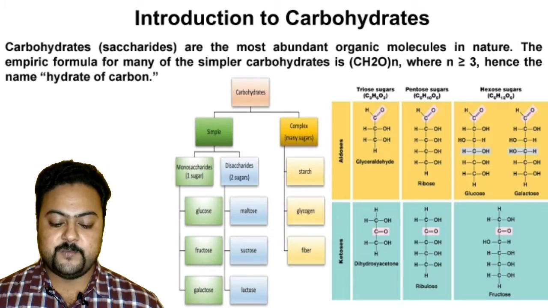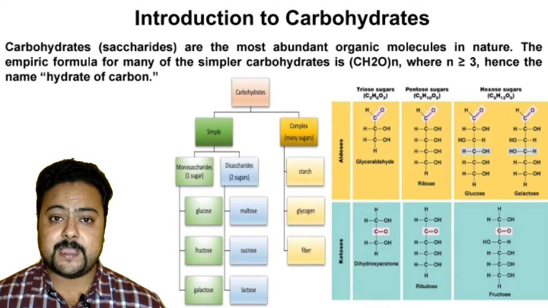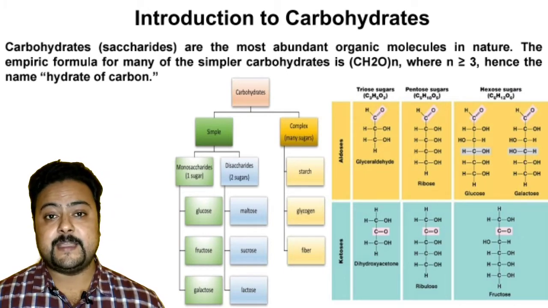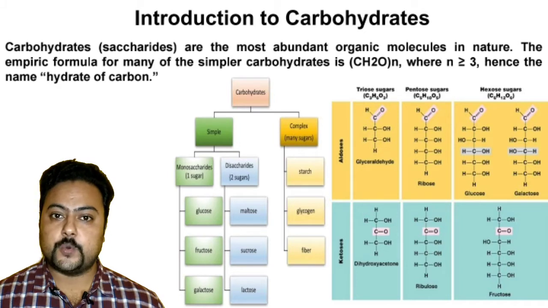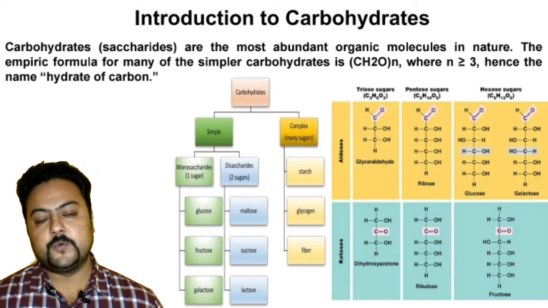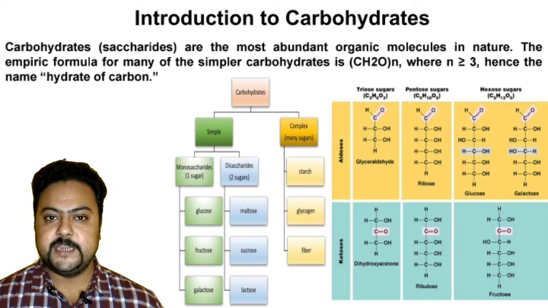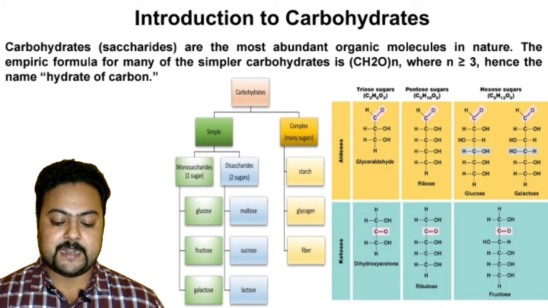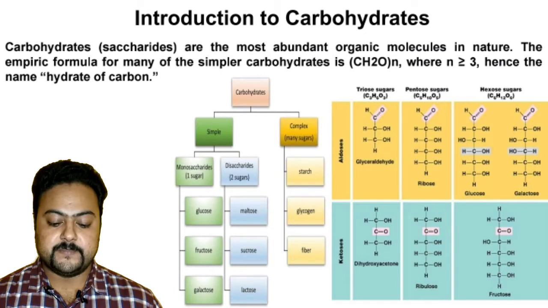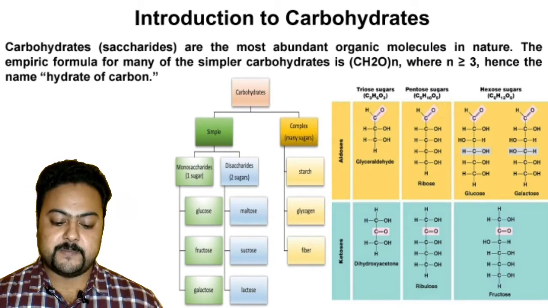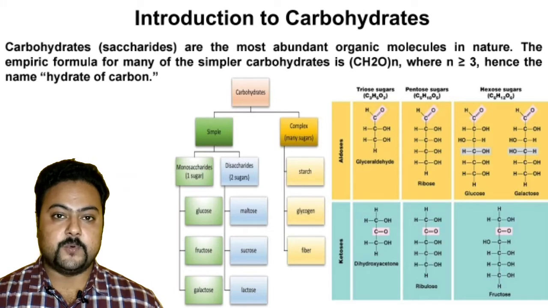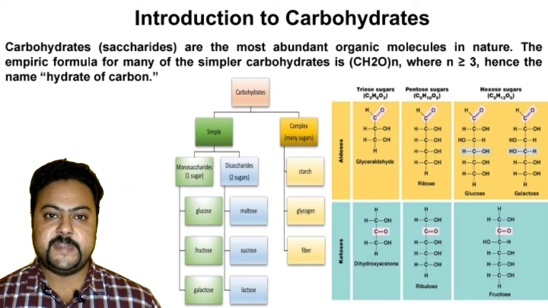On the left hand side we have a classification of aldoses and ketoses. Aldoses are those carbohydrates which contain an aldehyde group, which is a CHO group, and ketoses are those carbohydrates which contain a ketone group, or C double bond O group. So first we see aldoses, which include a triose sugar, glyceraldehyde, a 3-carbon compound with an aldehyde group. We have the pentose sugar ribose. Ribose is one of the main components of DNA.